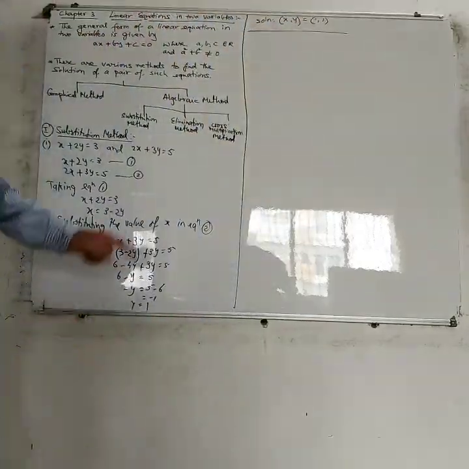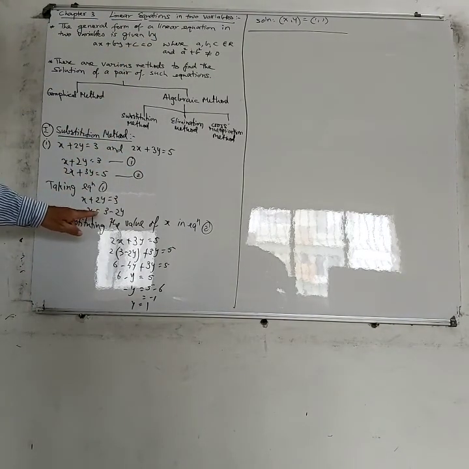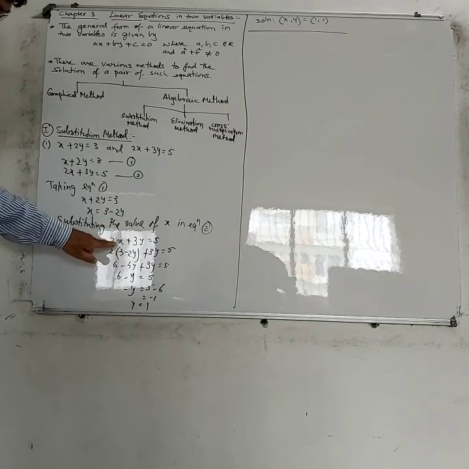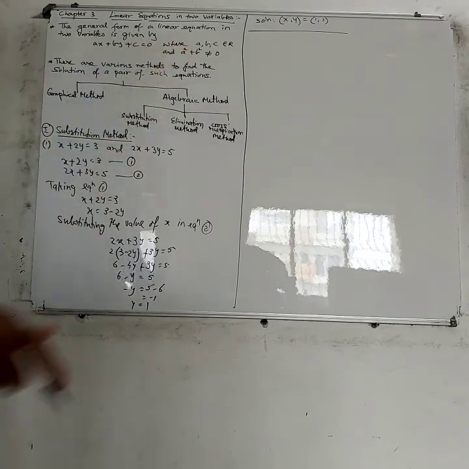This is the way you arrive at the solution of a pair of linear equations by substitution. Here you see we have substituted the value of x, x = 3 - 2y. You start with equation 1, or you can start with equation 2, and you substitute in the other equation. Let us take another example.